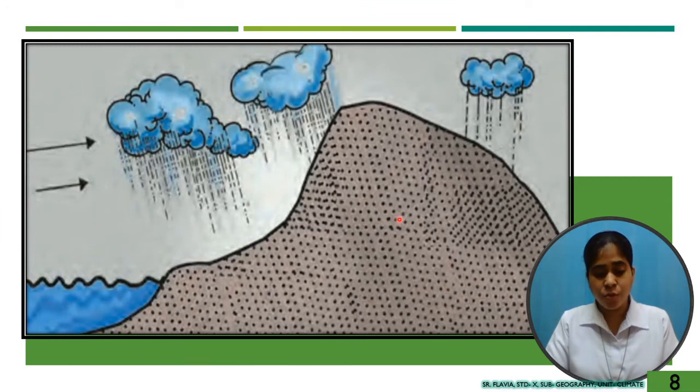This area is known as the rain shadow area or leeward side of the mountain. And this side of the mountain which gets more rainfall is known as the windward side. So this type of phenomenon is prevalent both in India and in Brazil.